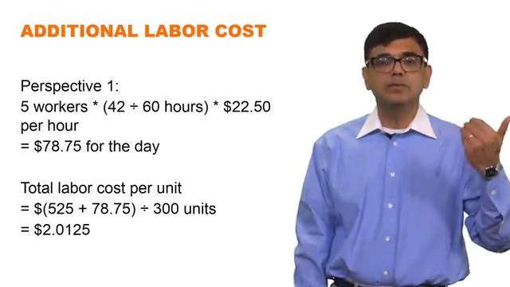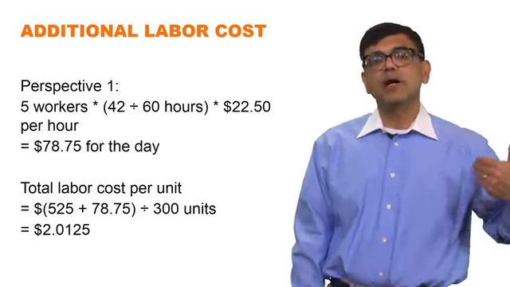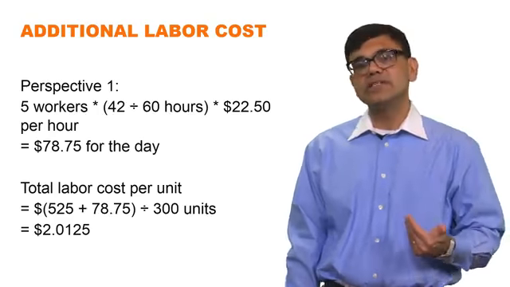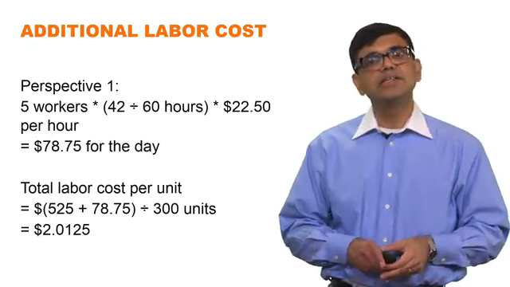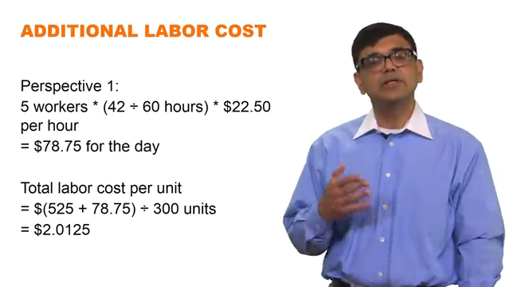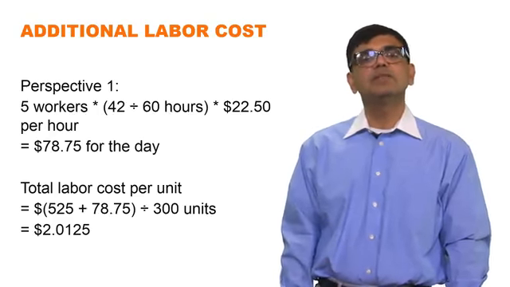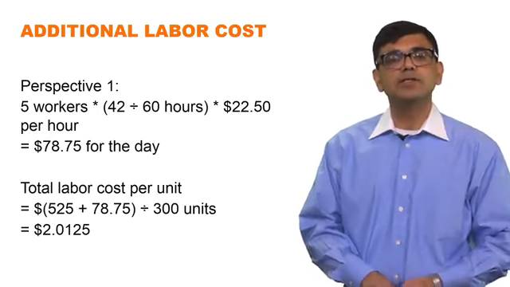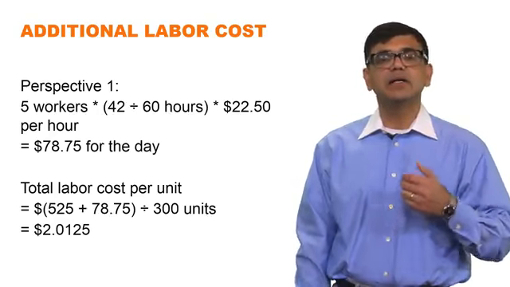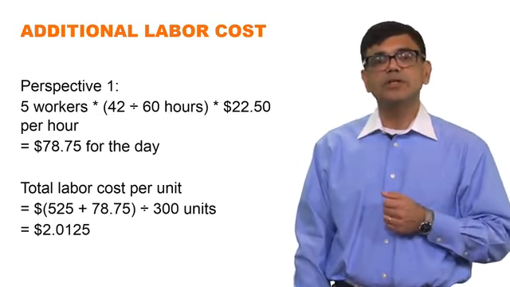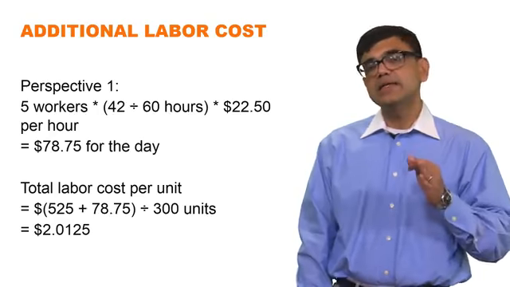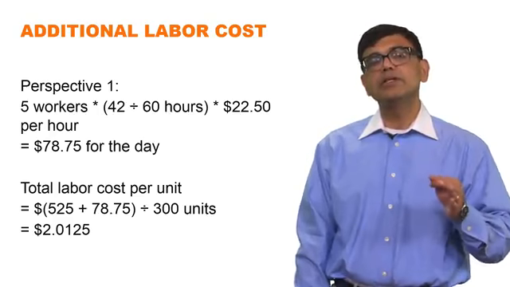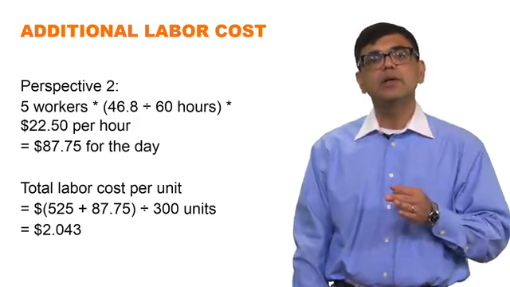the day. So original cost of paying the employees for the full 7 hours is $525. You add the $78.75, and that gives you the total cost for 300 units. So a per unit cost of $2.01, right? So $2.01.